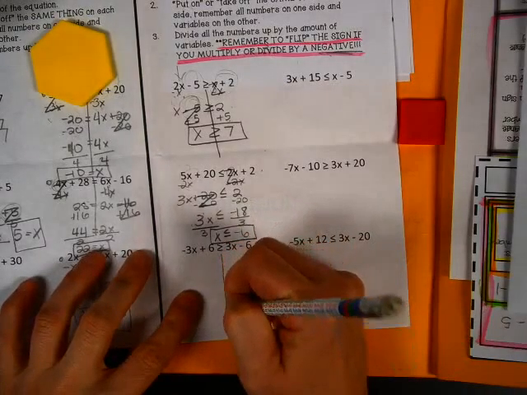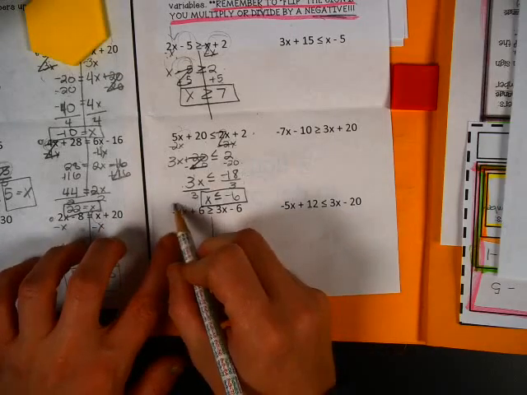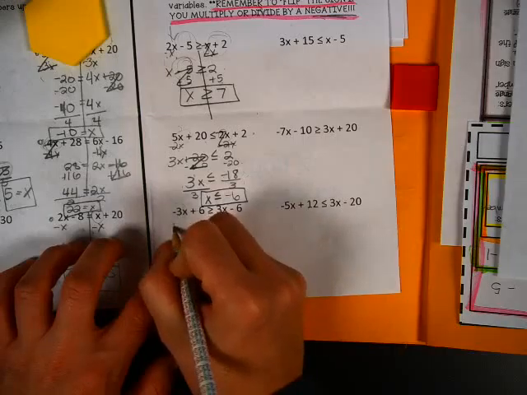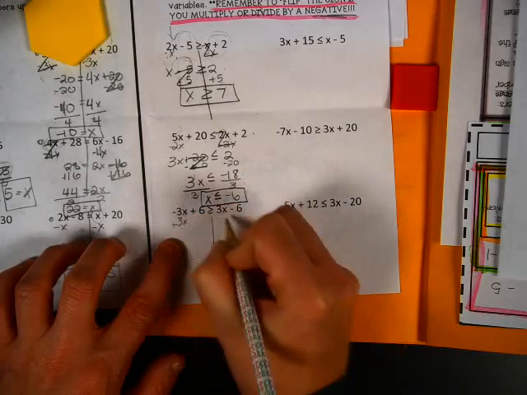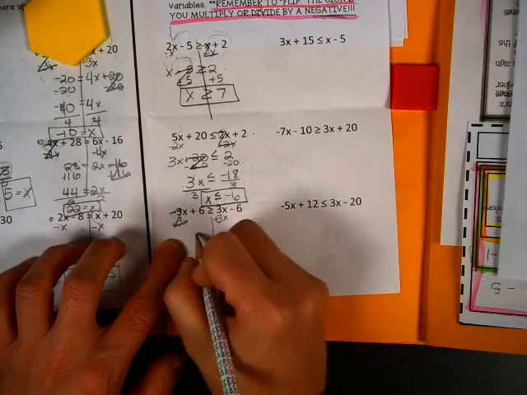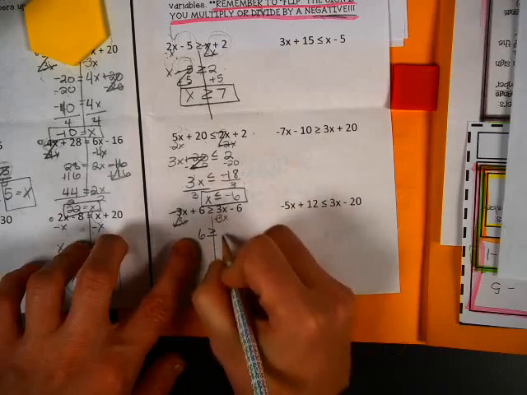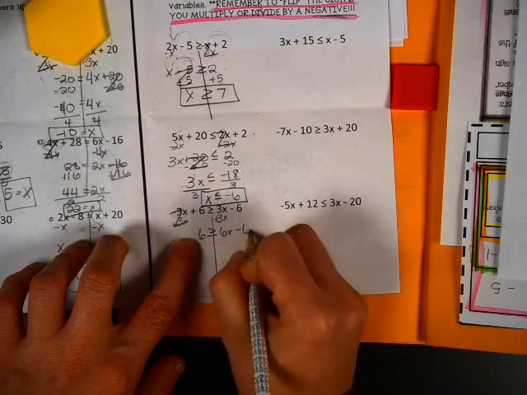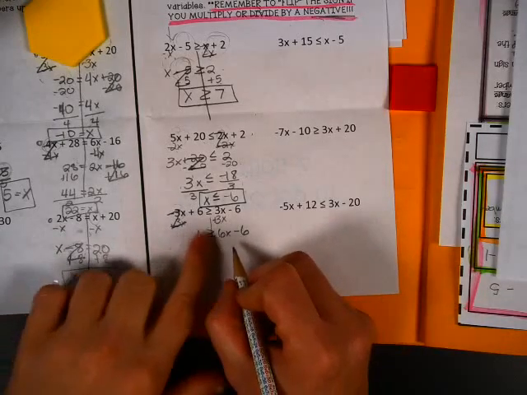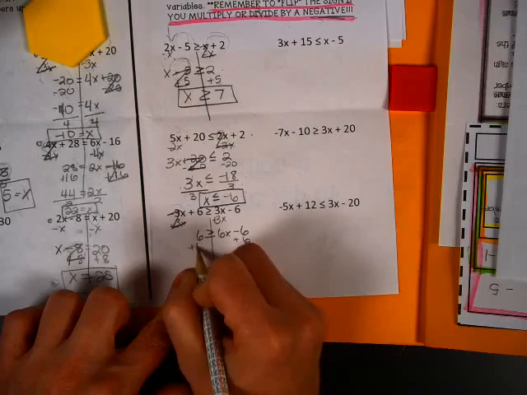Now we go down here. Alright. This is a negative, this is a positive. So I'm actually going to get rid of this. So I'm going to add 6x on each side. So I'm left with 6. 3 plus 3 is 6x minus 6. So far all well and good. Now I'm going to add 6 to both sides.